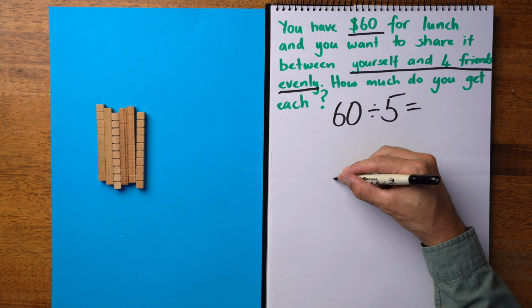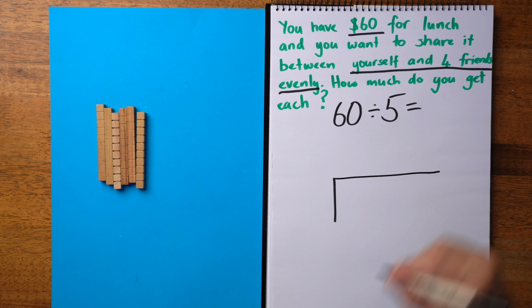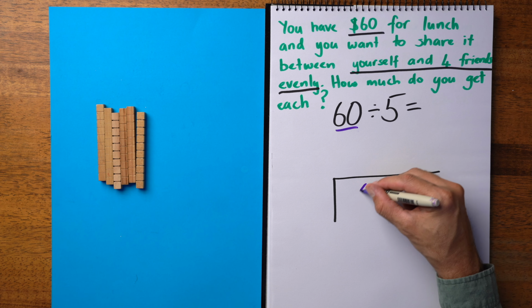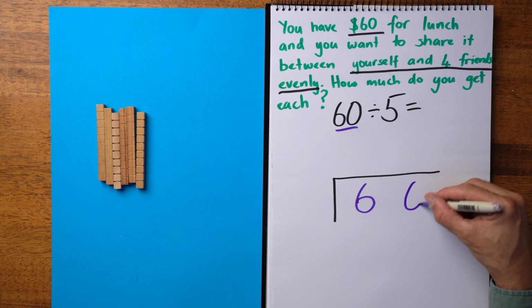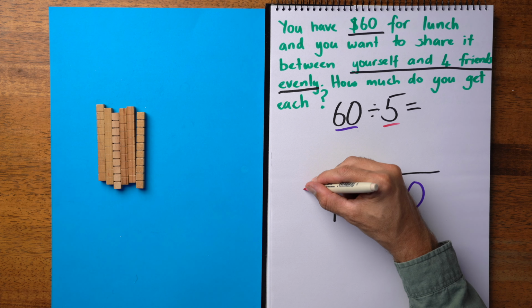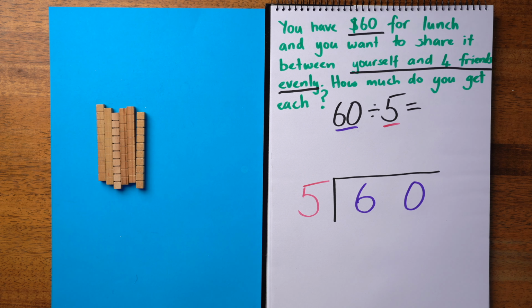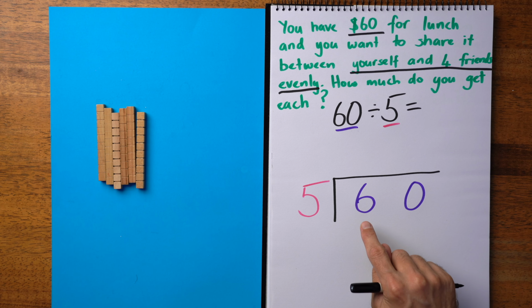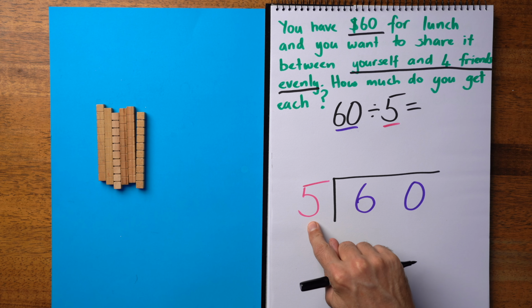Let's write it now as a written algorithm. 60 that we're sharing gets written underneath, and the number 5 that we're sharing between gets written over there to the left. As before, we're going to start with our highest value place, which is the tens. We have 6 tens shared between 5.